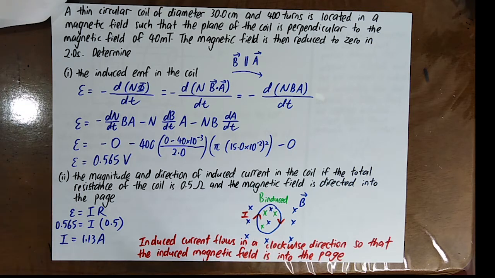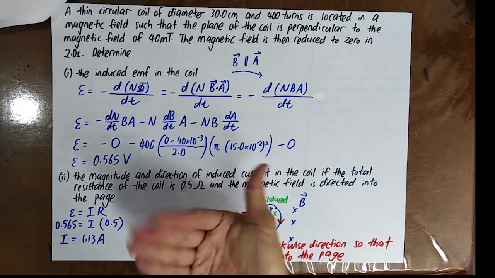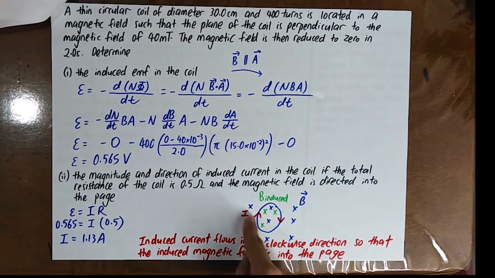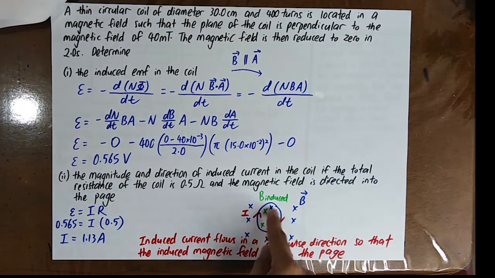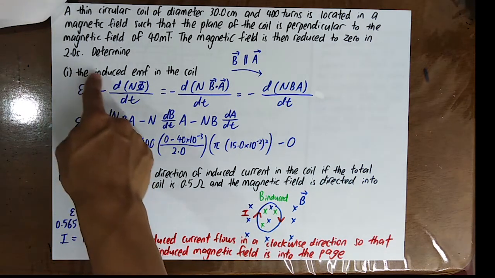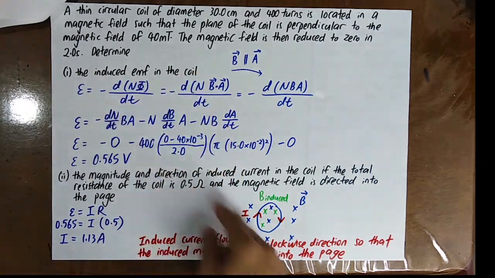Okay, and then by using the right hand grip rule, you want your induced current to be in clockwise direction, so that the induced magnetic field is into the page. Okay, so please find the induced EMF in the coil.